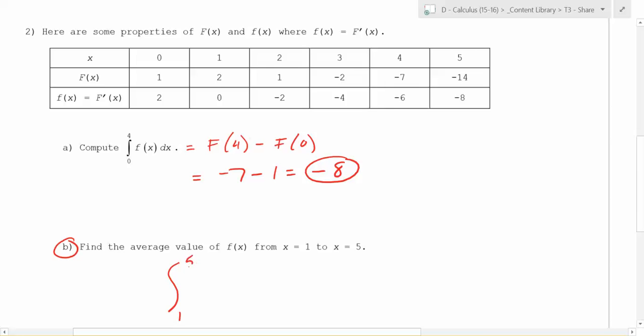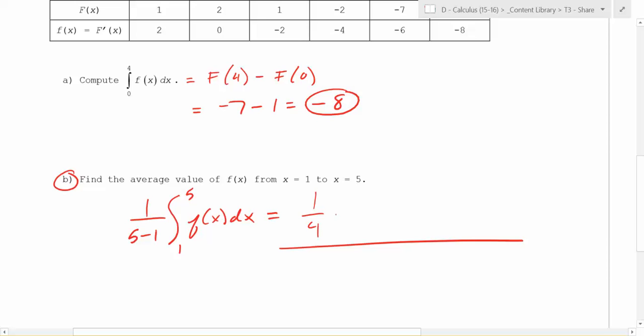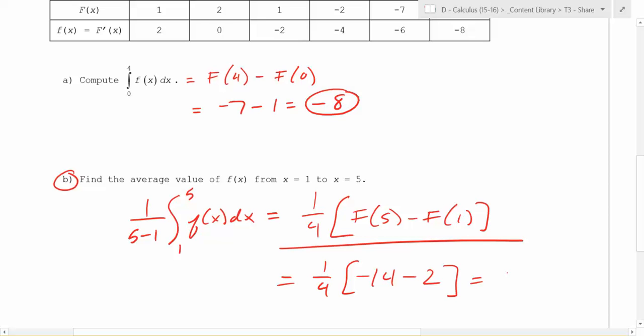It's going to be the integral from what to what? 1 to 5 of f of x dx. But if we're doing the average value, what do we have to put out front? 1 over 5 minus 1. Use the table and calculate that for me right now. 1 over 4 times what? F of 5 minus f of 1. So you find those values, it's going to be 1/4 of negative 14 minus 2. Is it minus 2? Yeah. So it's going to be negative what? Negative 4. Negative 16 divided by 4.